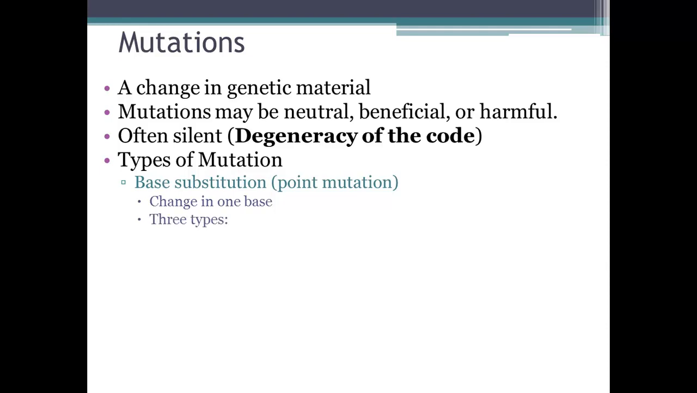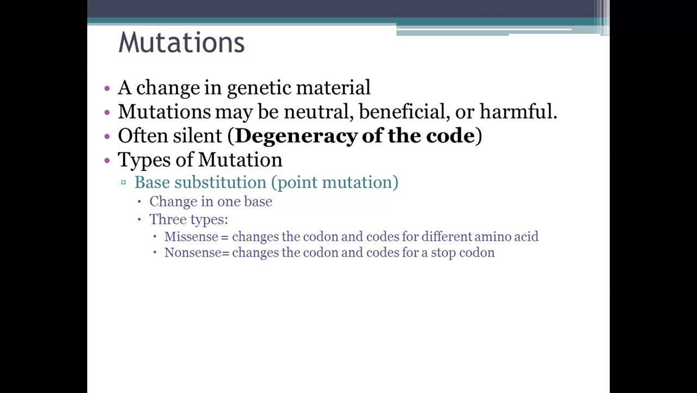There are three types of point mutations. Missense mutation is a base substitution that results in the change in amino acid. So it changes the codon and codes for a different amino acid. This usually results in a change of the activity of the protein. The change may be harmful or beneficial to the protein.